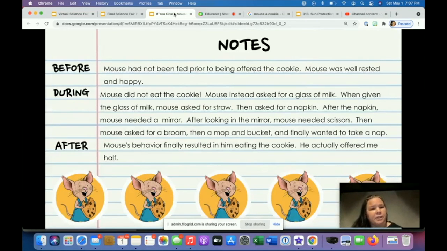My notes for this include the fact that my mouse was happy and ready to eat. During the test, Mouse did not eat the cookie. Instead, Mouse asked for a glass of milk and then seemed to think of all the things that he needed. After the glass of milk was a straw, and then he asked for a napkin, and after the napkin needed a mirror, and after the mirror needed scissors, and it just continued on and on, and it was not what I was expecting. In the very end, Mouse finally ate the cookie, and he actually offered me half.